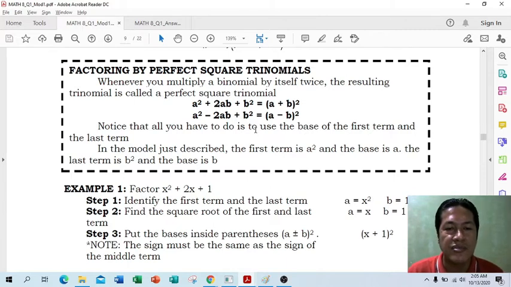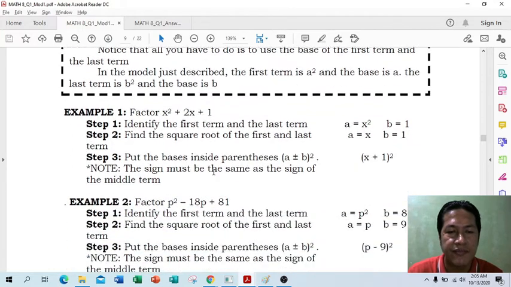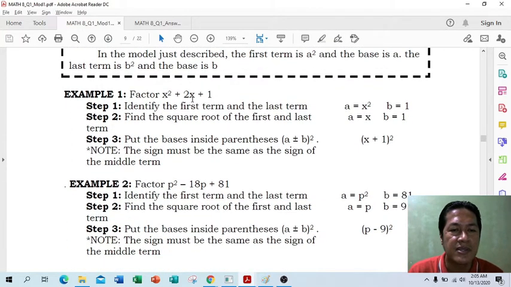Notice that all you have to do is to use the base of the first term and the last term. Kanina yung bantayan na yung first term o last term. Okay? Basta perfect square trinomial. In the model just described, the first term is a squared and the base is a. The last term is b squared and the base is b. Okay, sample. Factor x squared plus 2x plus 1.